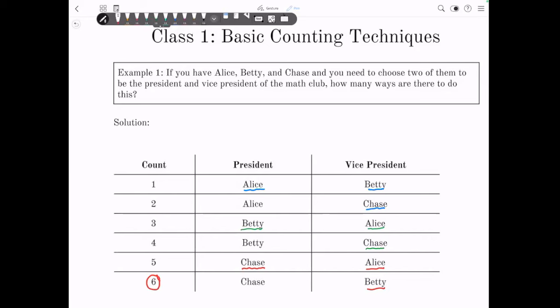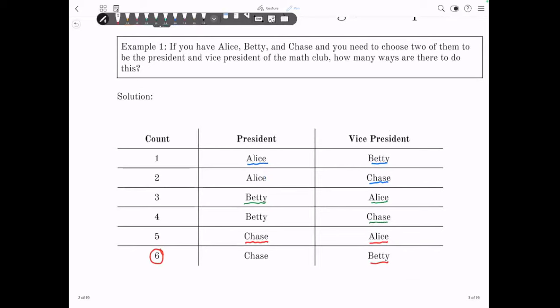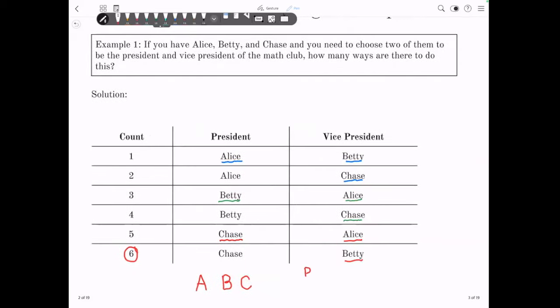But how can we do this without listing all of them out? So let's consider all three people to be A, B, and C. For the president, we have three choices. It can be any one of A, B, or C, because the president can be anybody. So there are three choices for who can be the president.